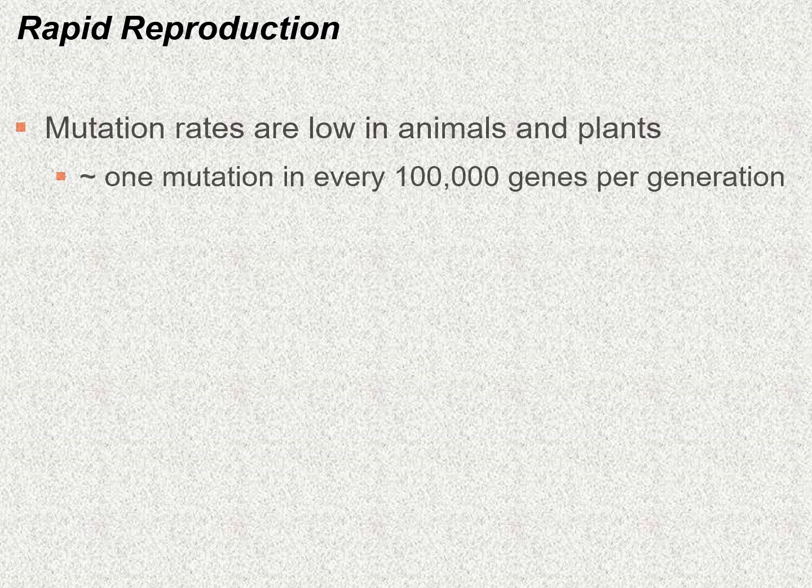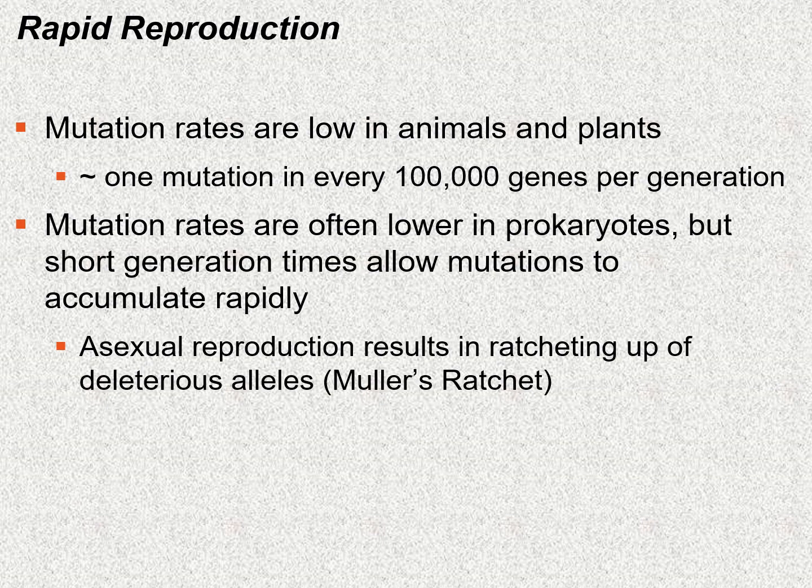Now, in terms of reproduction, mutation rates are generally low in animals and plants because the generation time is quite long. There's generally only one mutation in every 100,000 genes per generation. Mutation rates are often lower in prokaryotes. However, short generation times allow the mutations to accumulate rapidly. So this increases the mutation rate. Asexual reproduction results in the ratcheting up of alleles that can be deleterious. This is called Muller's ratchet.